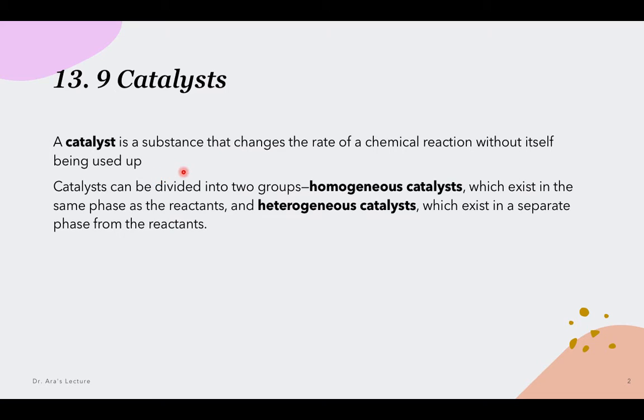As we know, the catalyst is a substance that changes the rate of a chemical reaction without itself being used up or consumed. Catalyst can be divided into two groups: homogeneous catalyst and heterogeneous catalyst. Homogeneous catalyst exists in the same phase as the reactants, and heterogeneous catalyst exists in a separate phase from the reactants.